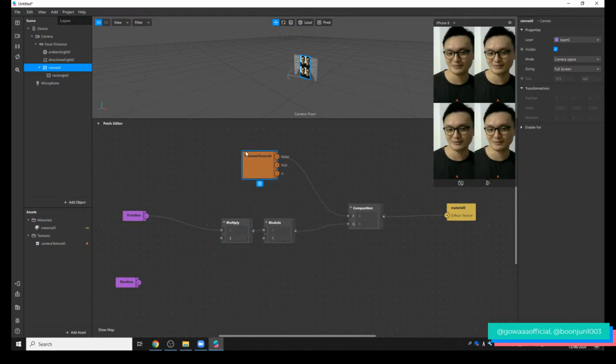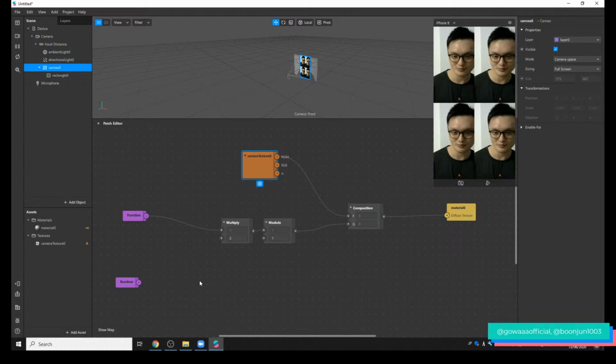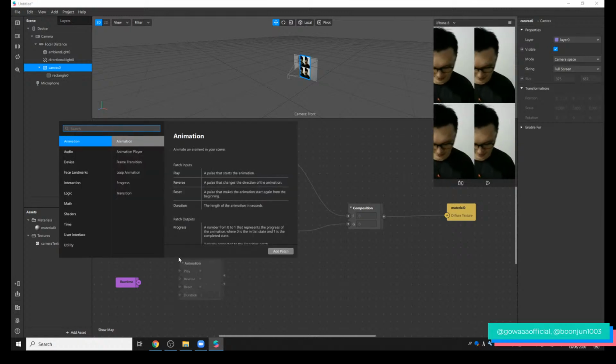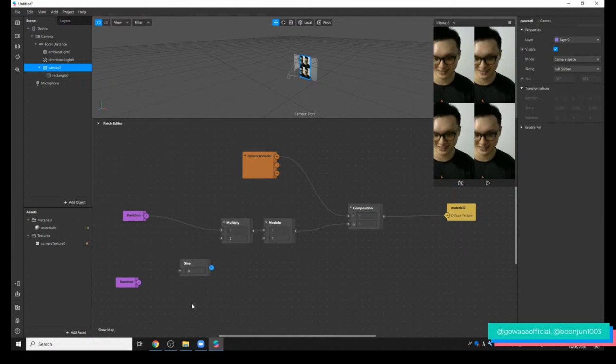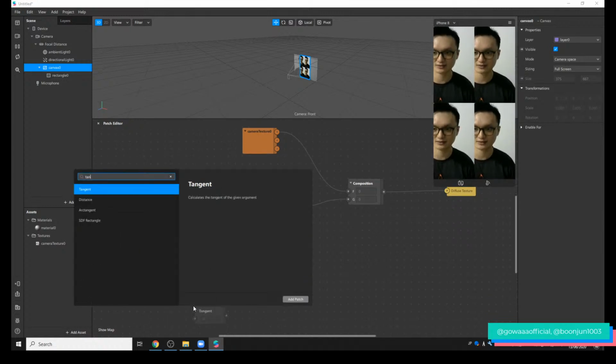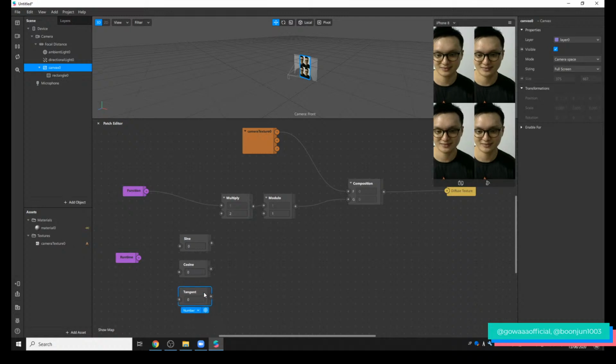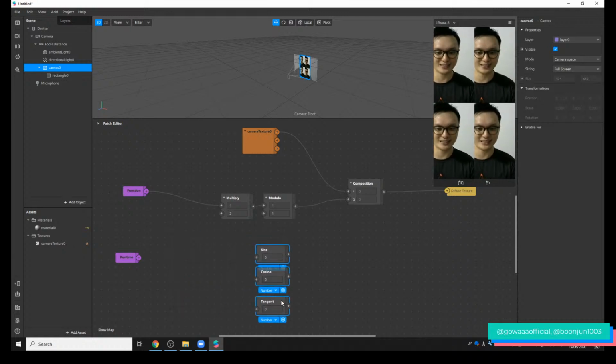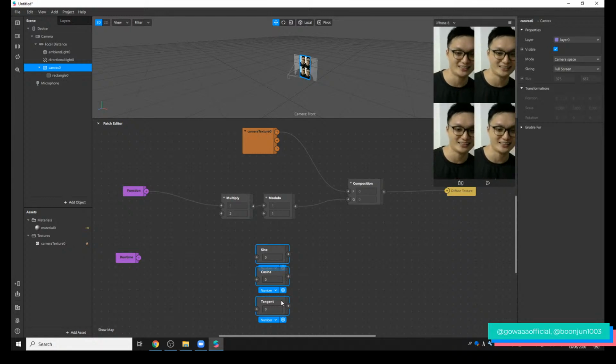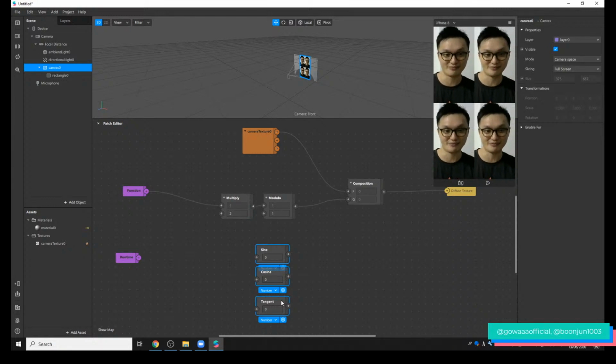So one cool thing about UV manipulation is you can actually combine it with sine wave. So there's inbuilt sine, cosine, and also tangent inside, which you can use with the texture coordinate and create an actual UV wave with the texture, any texture that you want.